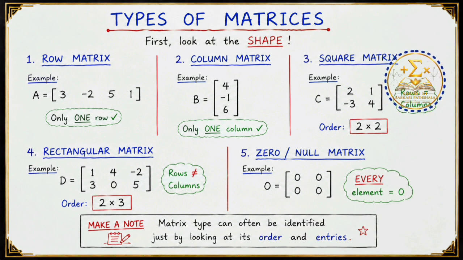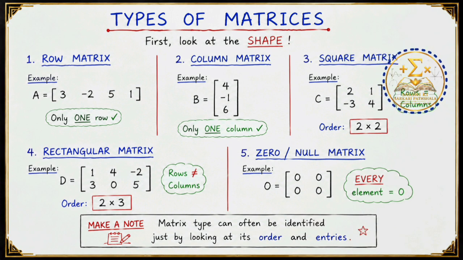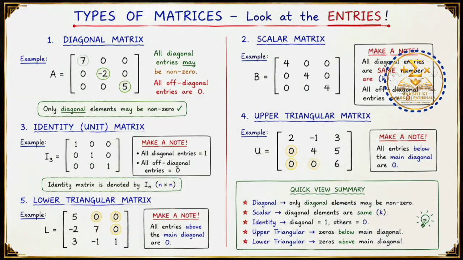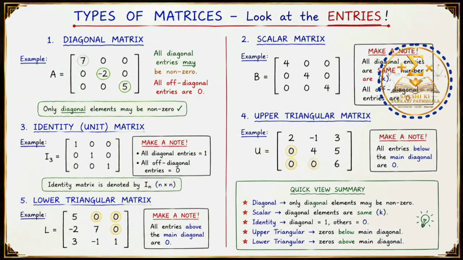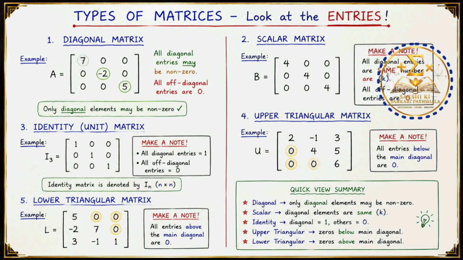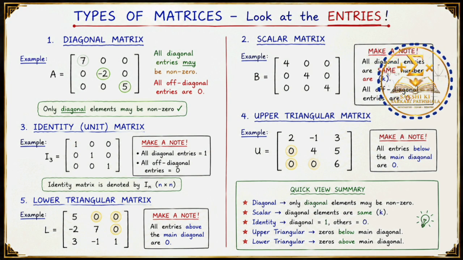If all the entries of a matrix, no matter whatever the order is, are 0, then we call it a zero matrix or a null matrix. Moving further in types of matrices, when all the non-diagonal elements are equal to 0, we call it a diagonal matrix, meaning only the diagonal entries are non-zero. Then, if all the diagonal elements become equal, we call it a scalar matrix. If all the diagonal entries become equal to 1, we call it an identity matrix.